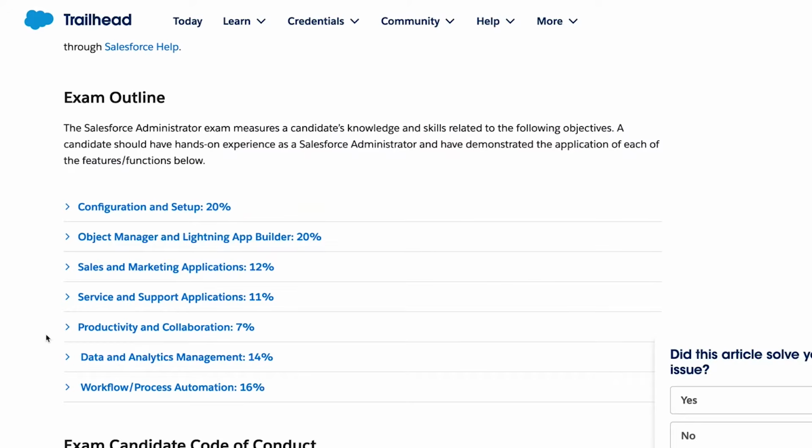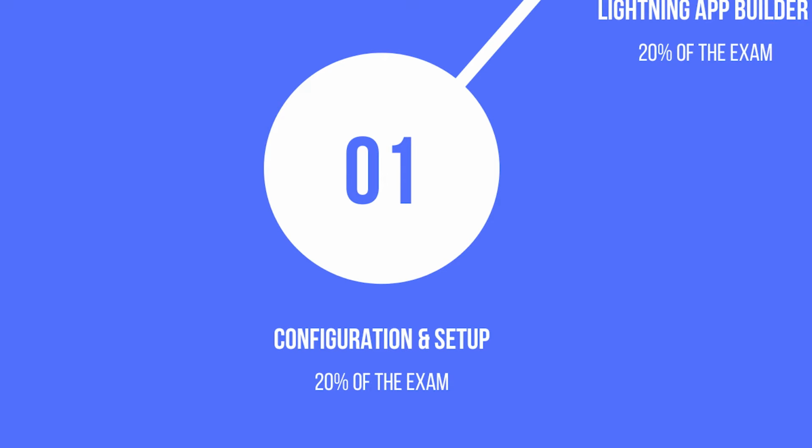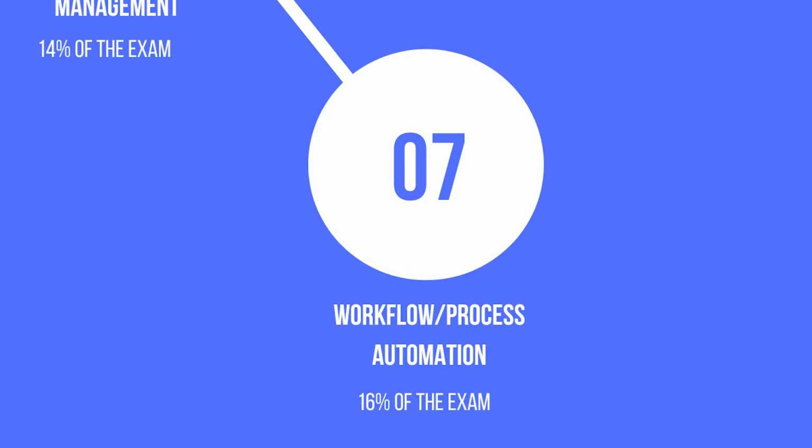I will organize the content into the same 7 sections that Salesforce does. Feel free to use the chapters in the description below to jump around as you see fit, or for further review right before you take your exam. We will start with the configuration and setup section, go all the way through each section after that, and then end with the process automation section.